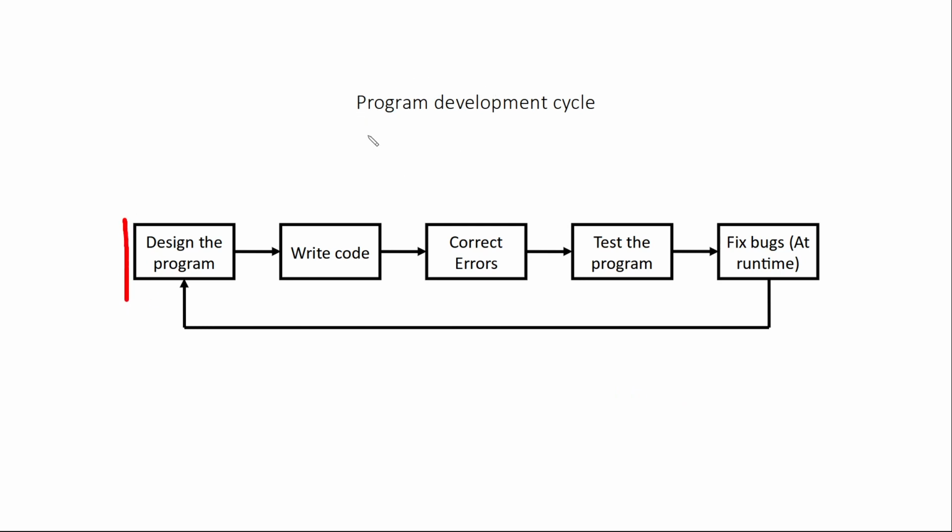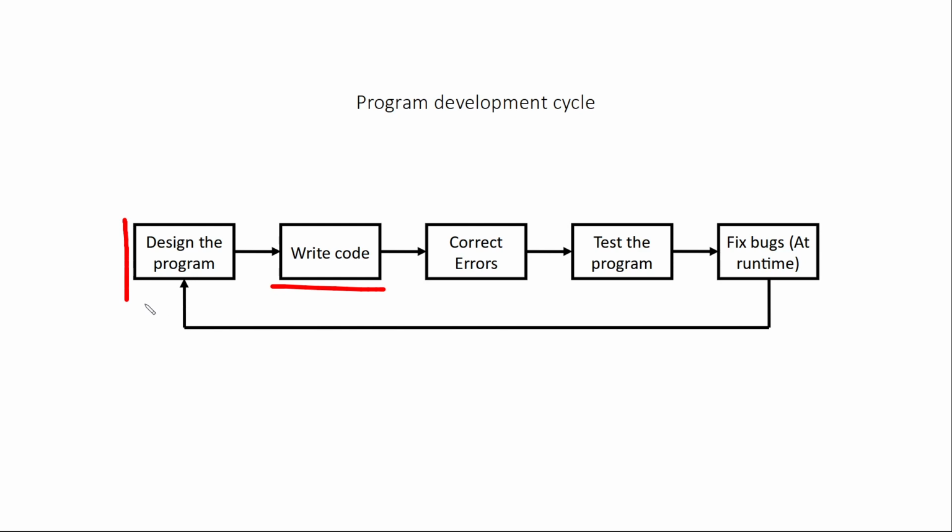So here we have the program development cycle. After we determine what we need to do in our program, then we move to the next step, which is writing code. But this is the second step, not the first one. And then move on to correct errors, test the program, and fix bugs, and go back to the design program stage.